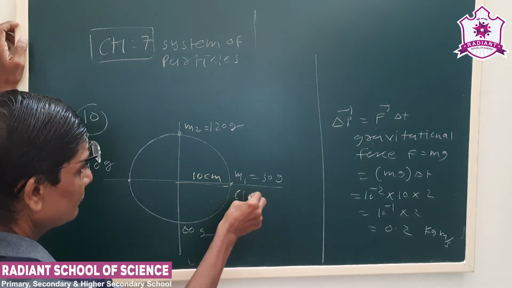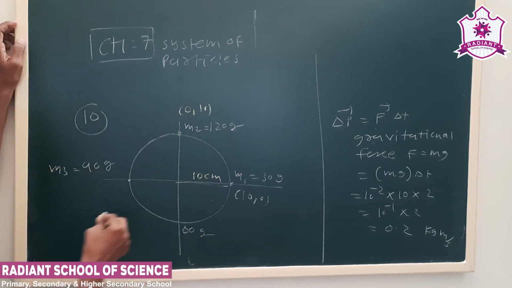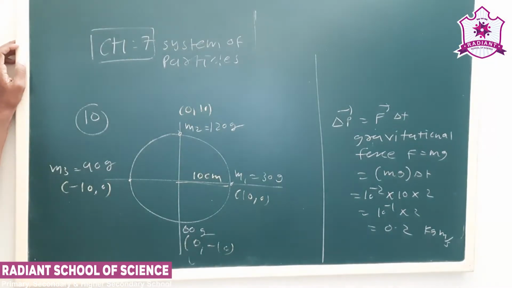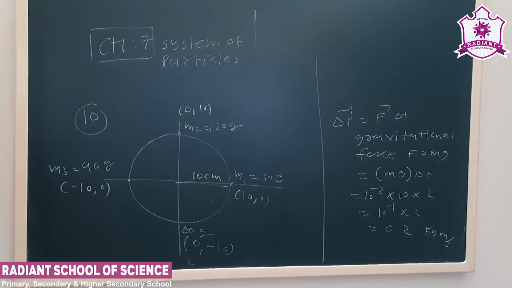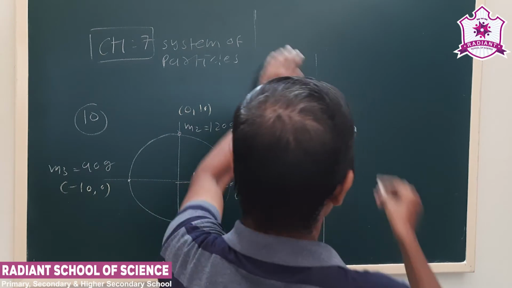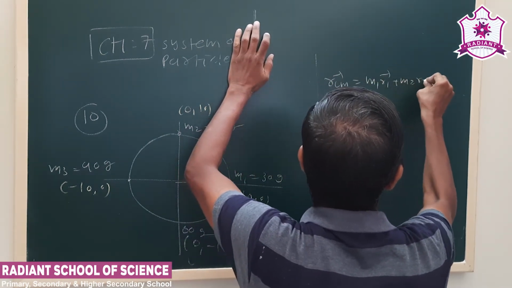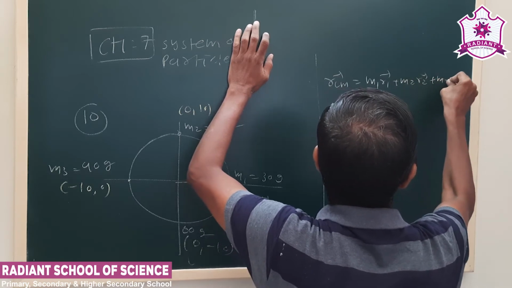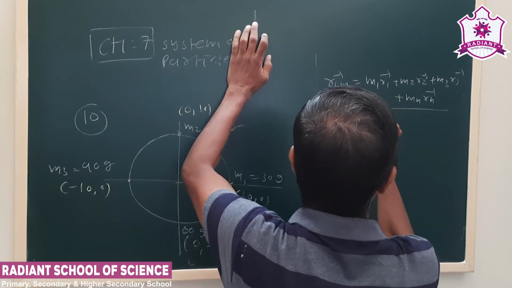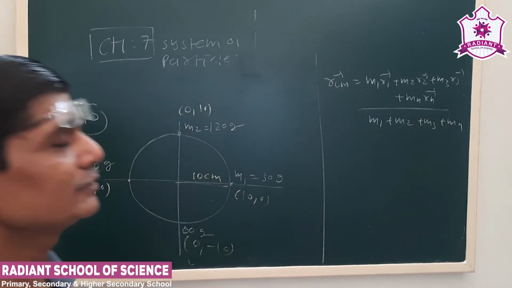So how will the coordinates become? This will be (10, 0), (0, 10), here will be (-10, 0) and (0, -10). Okay, see, we have to find the center of mass of this system. There are 4 particles, so we use the generalized formula M1R1 plus M2R2. Here is a 4 particle system.